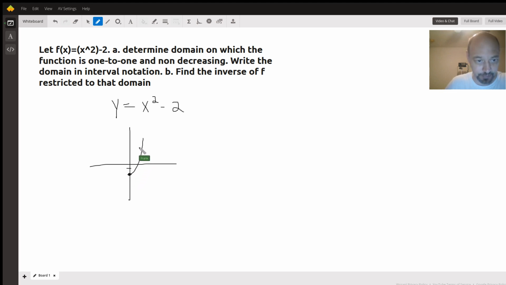Now, it's supposed to be a parabola. I don't know if mine's going to be perfectly a parabola, but it's supposed to be even on both sides. Okay, I'm not an artist. And it goes up forever.